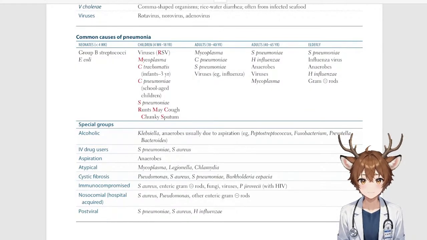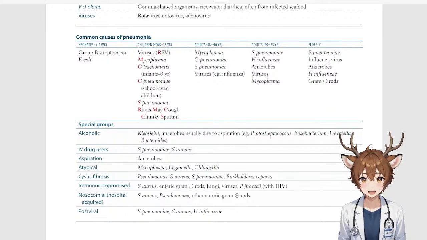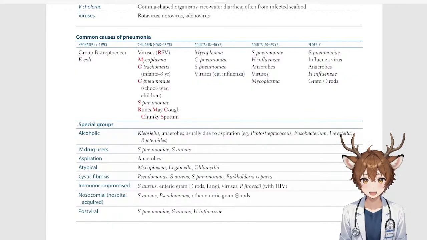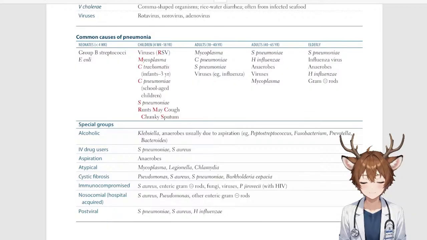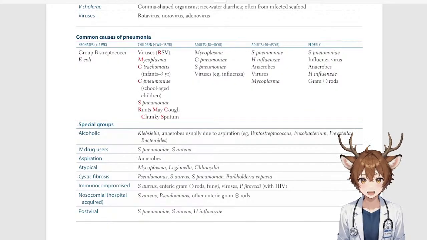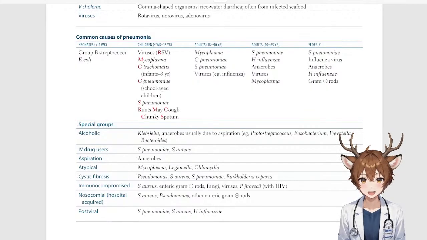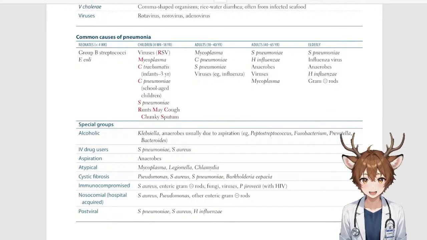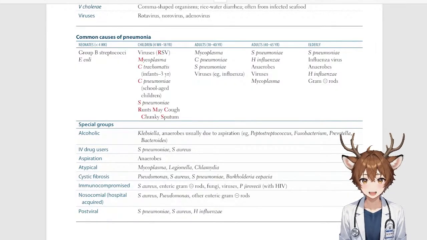Special groups. For alcohol overuse, you can get Klebsiella. Anaerobes are usually due to aspiration, like Peptostreptococcus, Fusobacterium, Prevotella, and Bacteroides. Injection drug use, like strep pneumo and Staph aureus. Aspiration, like with anaerobes. Atypical pneumonia, we're talking about Mycoplasma pneumonia, Chlamydophila, Legionella. Viruses like RSV, CMV, influenza, and adenovirus can cause atypical pneumonia.